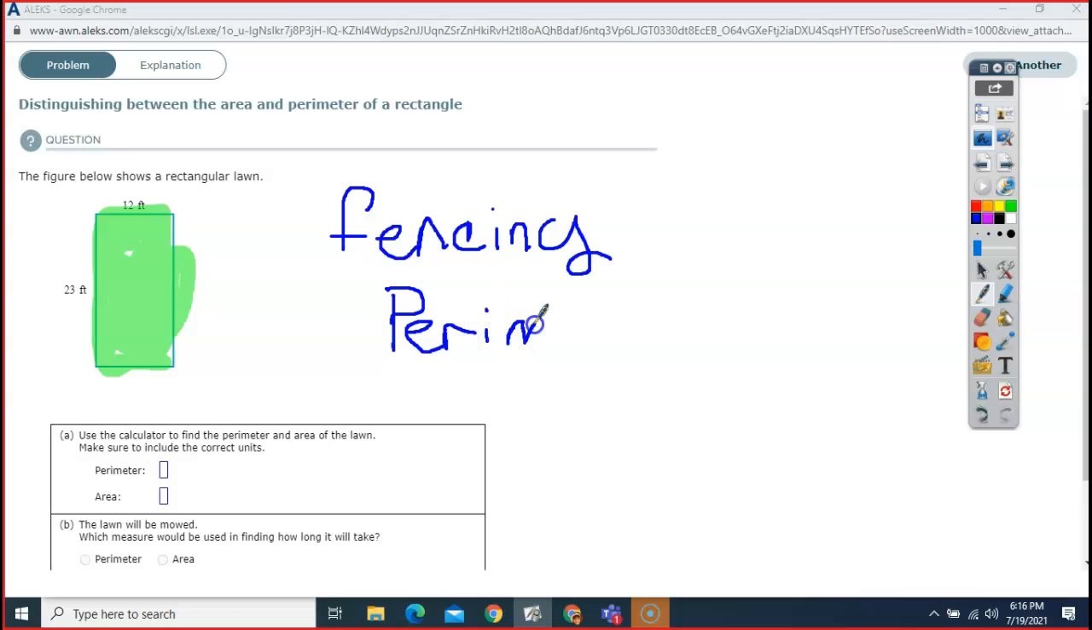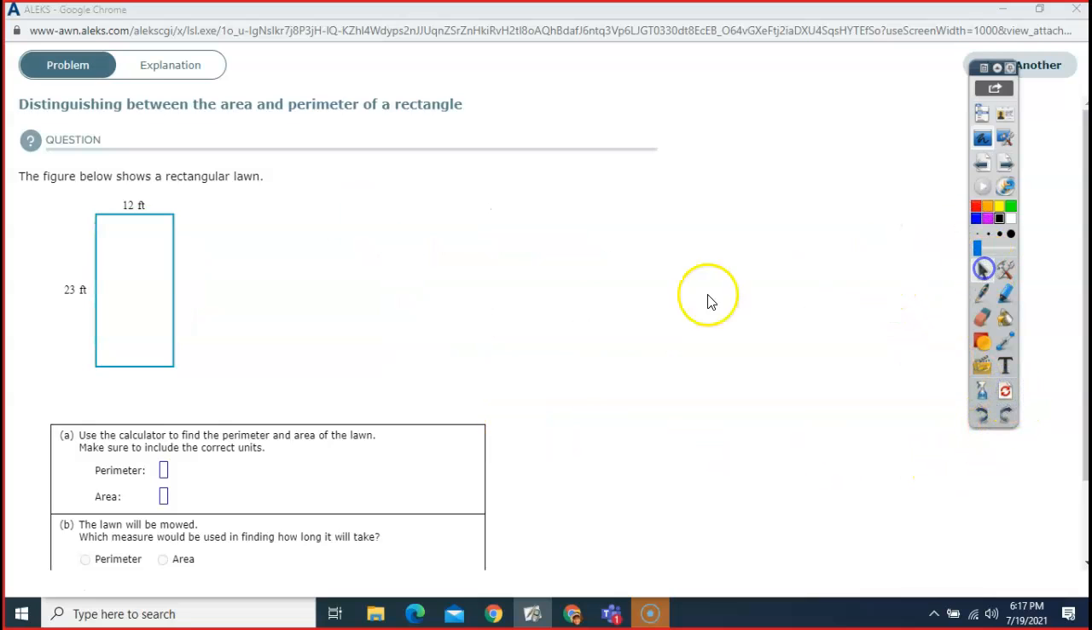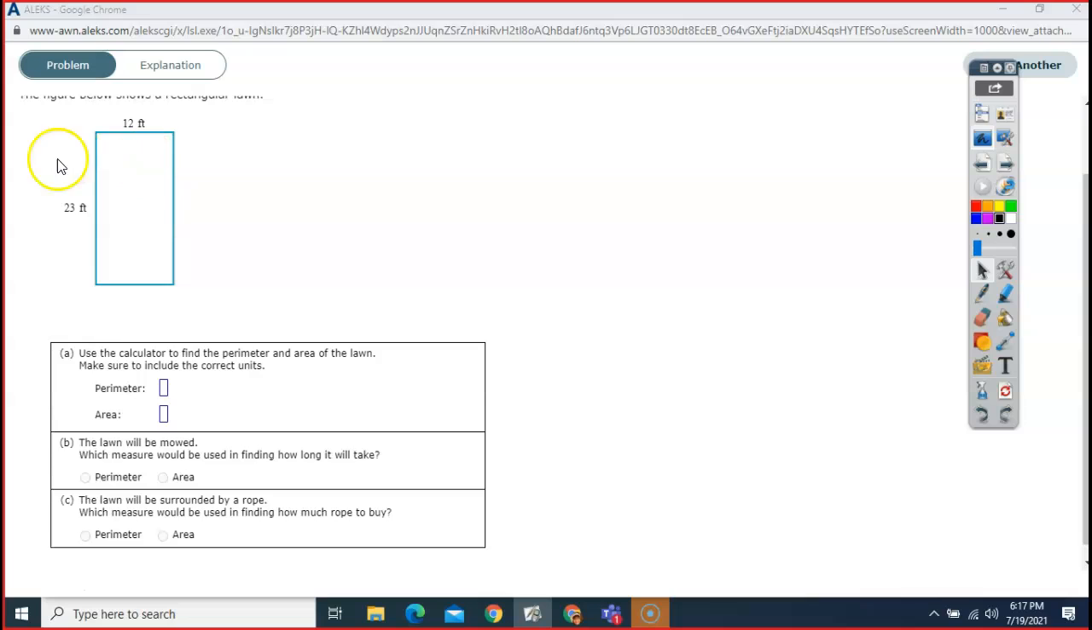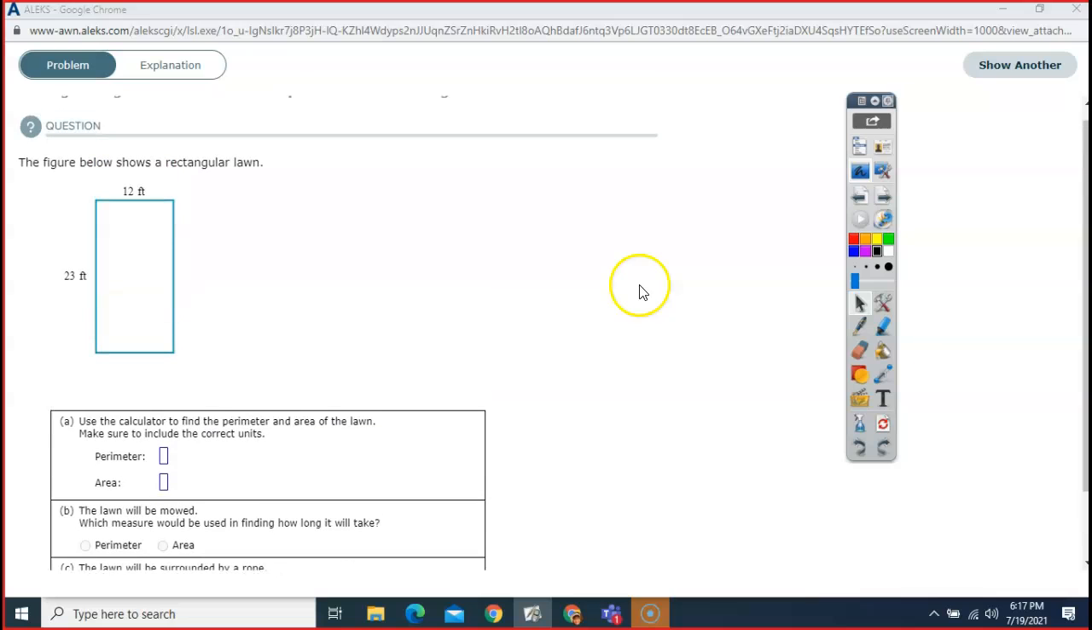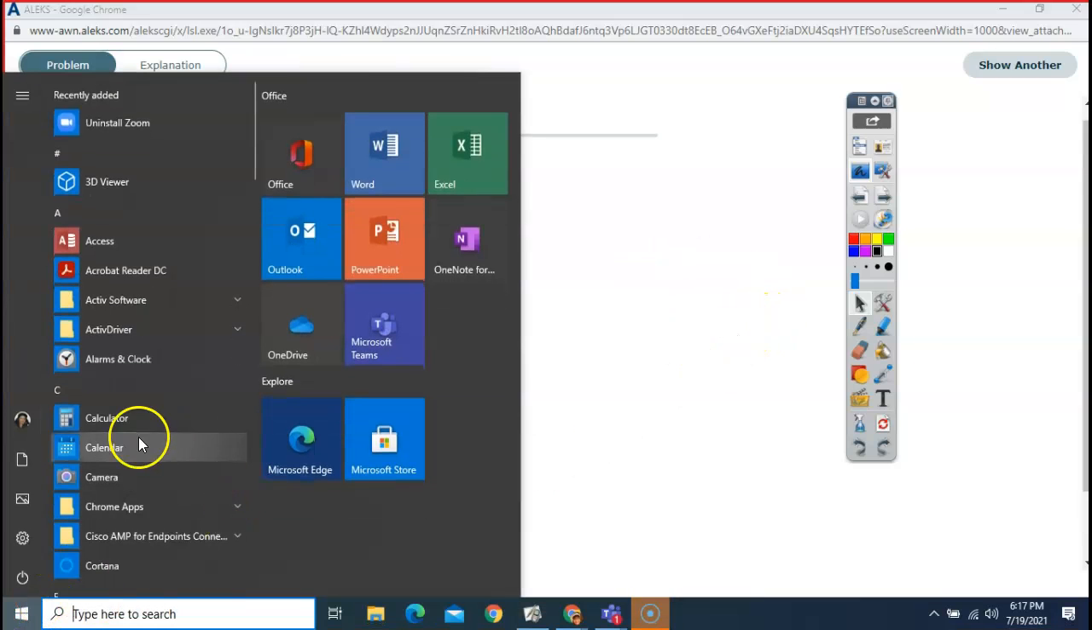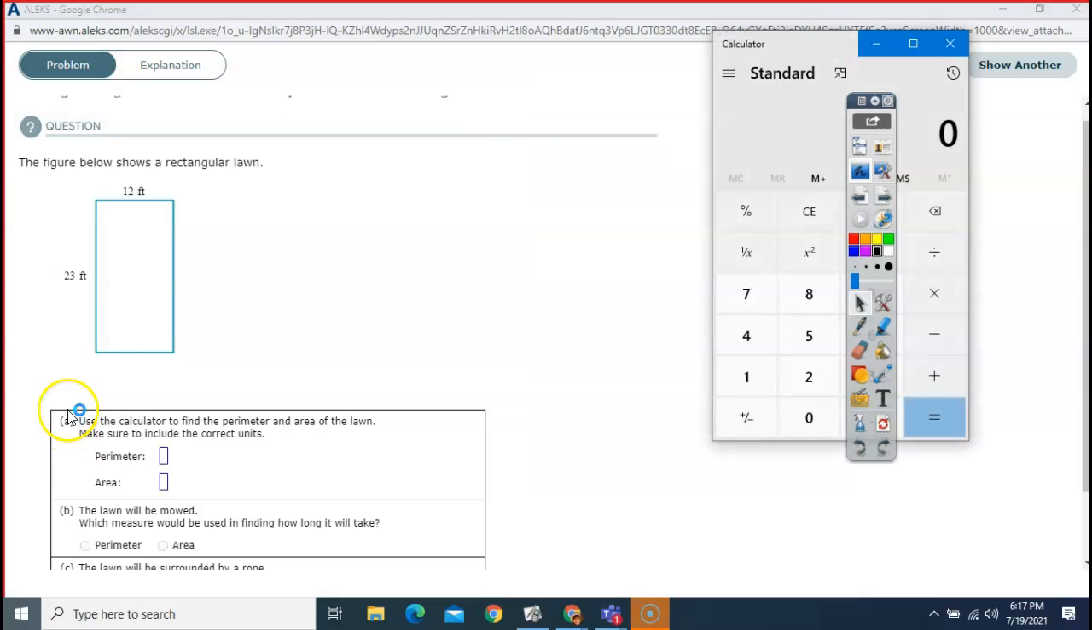Yeah, that M is jacked up. Perimeter. All right, so it asks you some questions about your figure. Use the calculator to find the perimeter and the area of the lawn. All right, so let's talk about this. What's supposed to happen is they should give you a calculator. Well, they didn't. So I'm going to bring this one up just so you can see.